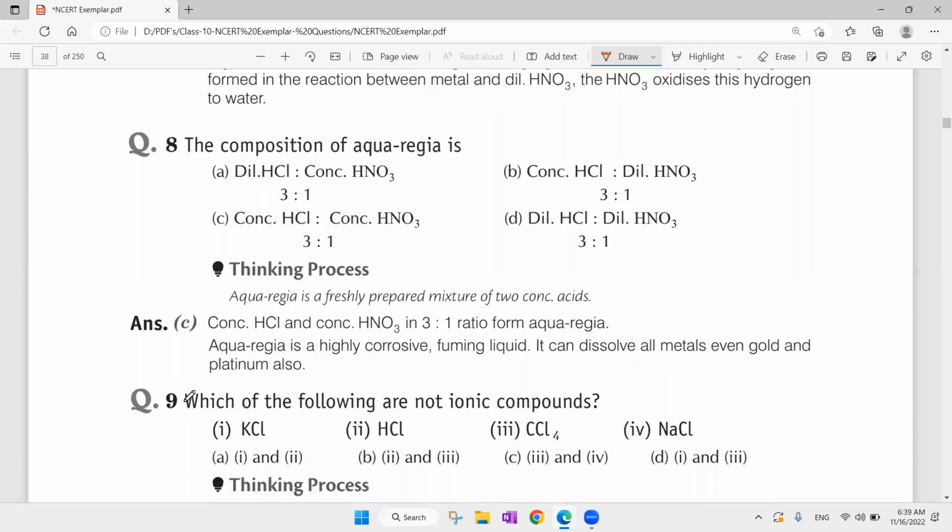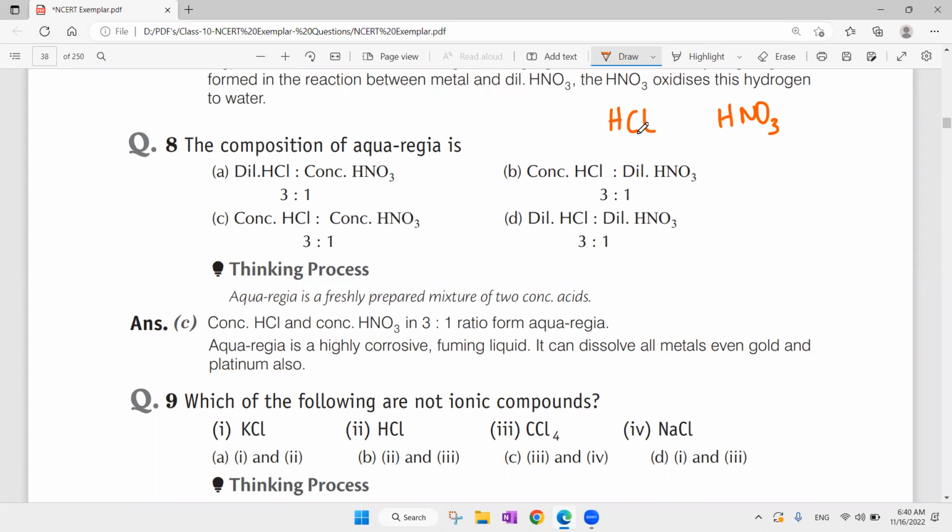Eighth, the composition of aqua regia. If you remember, when I was telling the concepts of aqua regia, I told you don't interchange the acids. Don't get confused. Always you have to start with HCl. So the first acid should be HCl, second acid should be HNO3. So first hydrochloric acid, second nitric acid.